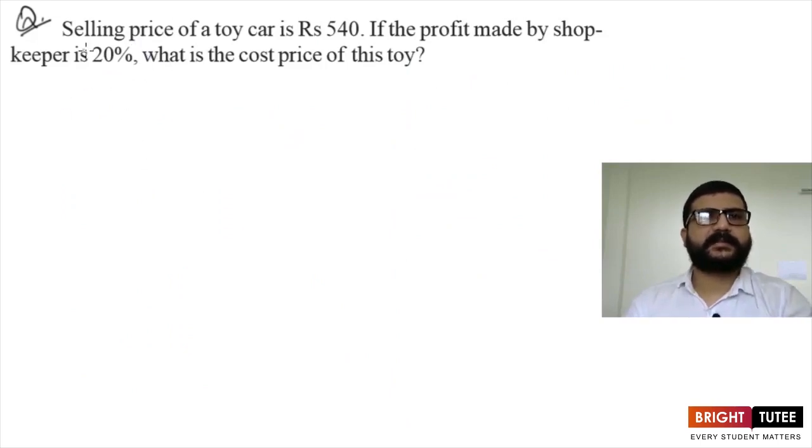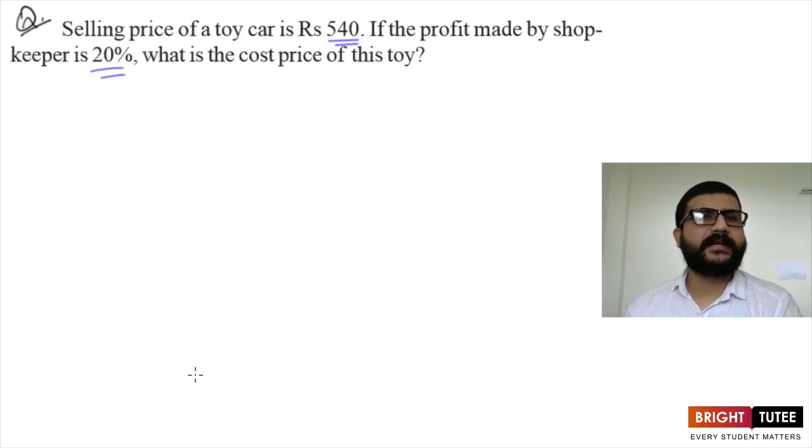Now let's try this question. The question here is: selling price of a toy car is rupees 540. If the profit made by a shopkeeper is 20%, what is the cost price of this toy? So here the selling price is rupees 540. What we have to find? We have to find the cost price. Now how can we do that? Here selling price is given to us, it is 540, and profit percent is also given to us. It is 20%.